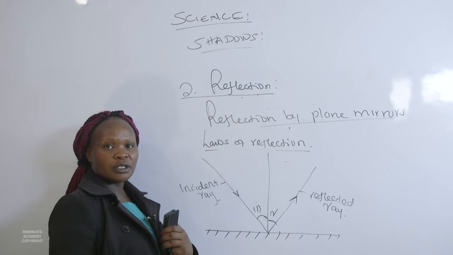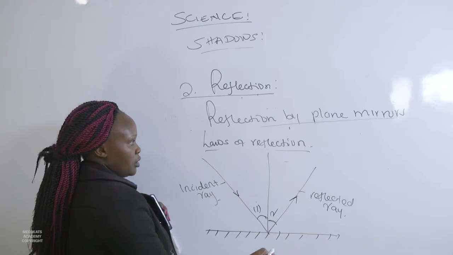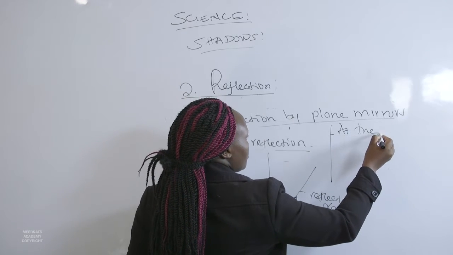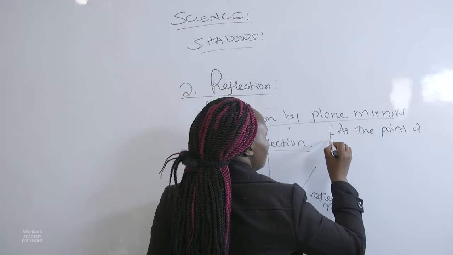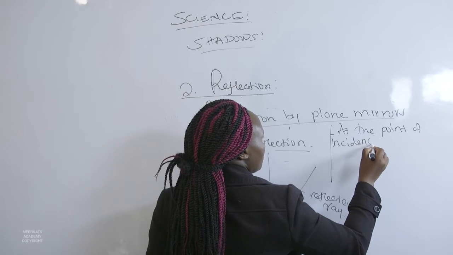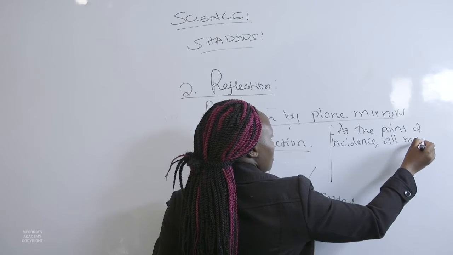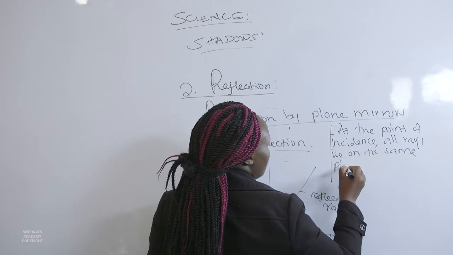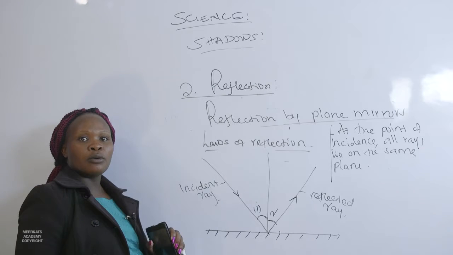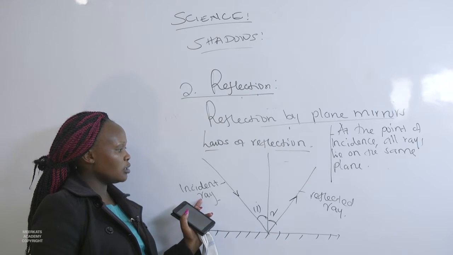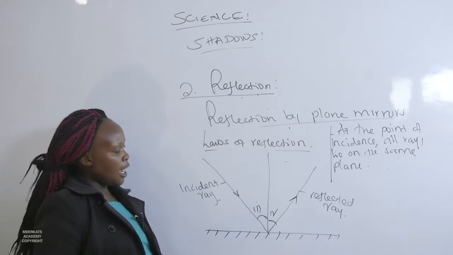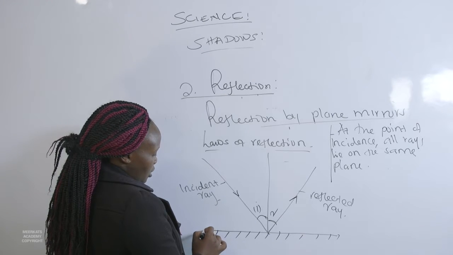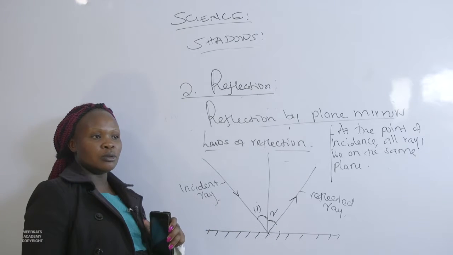Now, from this diagram that we have here, we can observe, number one, that at the point of incidence, all rays lie on the same plane. Now, when we talk about all rays, we talk about the incident, the normal, and the reflected. At the point of incidence, all of them are on the same plane, which is now our reflecting surface. That is what we mean by that.